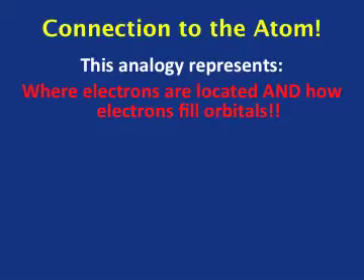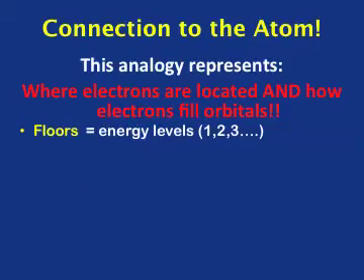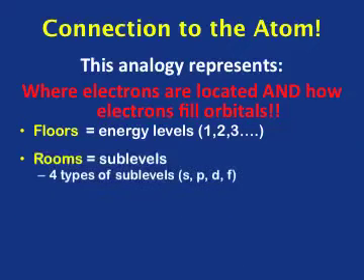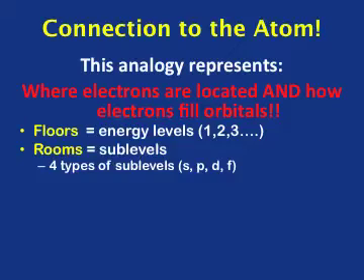Actually, the reason we had you do this was it represents where electrons are located and how the electrons fill these areas called orbitals. For your analogy, or for the hotel, the floors were a lot like the energy levels in an atom. We had energy levels 1, 2, 3, for example. The rooms represent sub-levels in the atom. And in the atom, the sub-levels are designated by letters, S, P, D, and F. Your example used just S and P to get you started on that.